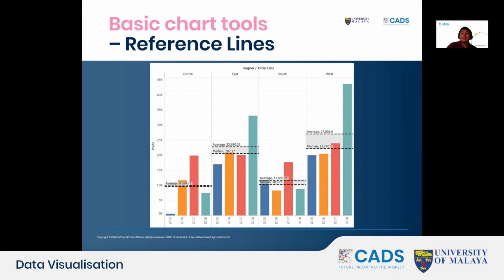And then we have a reference line. It's similar to labeling in a way, but it gives you an idea of how each population is different from the other populations, or a sample between samples, right? In this case, how central, east, and southwest are different in average and median. But regardless, we still need to know the profits of every year.